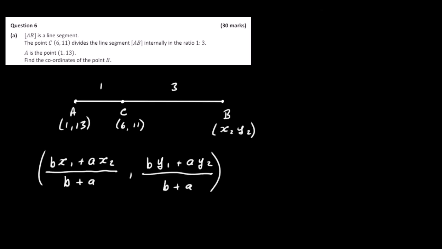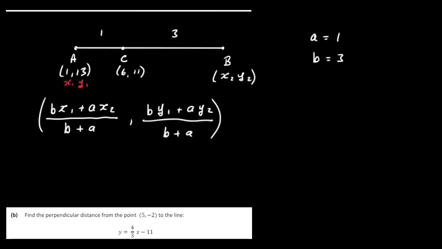So let's write down a few other things. We have the ratio is going to be a to b. So in other words, a is equal to 1 and b is equal to 3. This here is going to be (x1, y1). This is (x2, y2). And these two are these two points here.